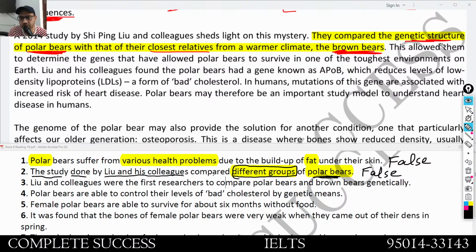So you might feel that yes, there was a comparison, because polar bears were compared with brown bears. But the polar bears were compared with brown bears. Okay? So if we understand this, then we'll come to know the question here was that they compared different groups of polar bears. So brown bears is not a group of polar bears. So there was no comparison between different groups of polar bears. Brown bears were compared with polar bears. So that makes it clear that the answer of this question should be false.